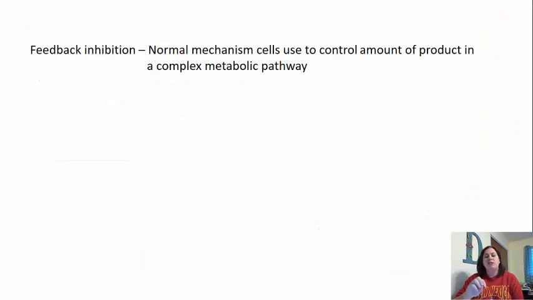Now, cells can actually use this idea of inhibition in order to do what we call feedback inhibition. This is a normal mechanism that cells can use to help control the amount of product that they actually make, because we only need so much of the product to be around. If we don't have any more of the substrates left, or if we have too much of the product, we don't want those enzymes to continue to work. We don't want to waste that energy. And so because of that, we want to shut them down.